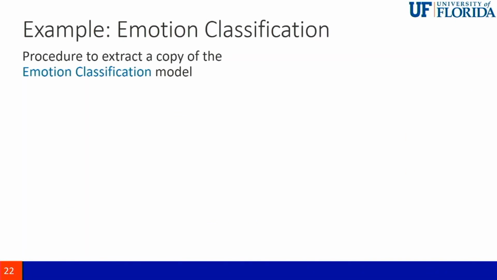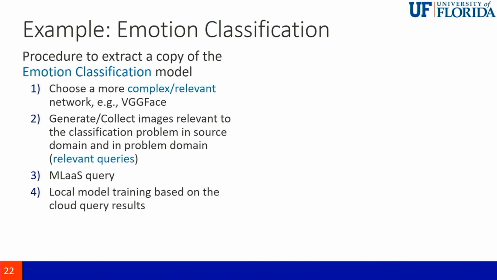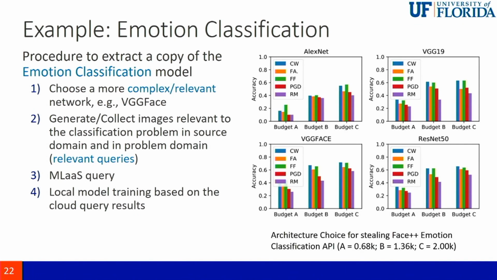Okay, so for example, take an emotion classification. What we do is we first choose a local model, say VGG Face. And then we generate a collection of images relevant to the classification problem, what we call the relevant query. And then we query the machine learning model, and then we train the local model to replace the remote machine learning model. Now, a few questions you may have, so I can answer in advance.